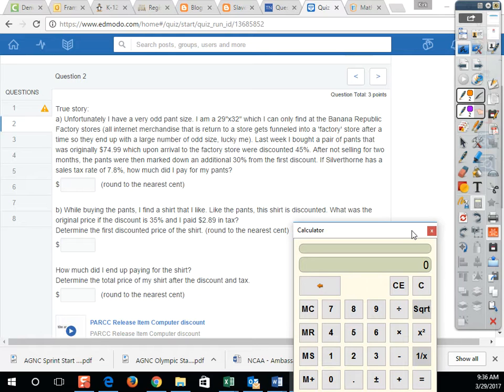All internet merchandise that is returned to a store gets funneled into a factory store after a time, so they end up with a large number of odd sizes.